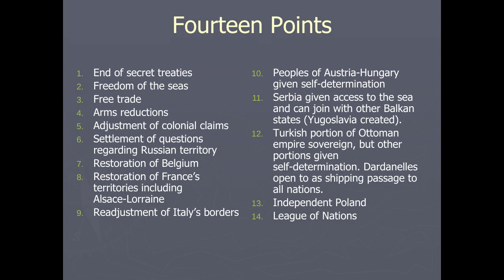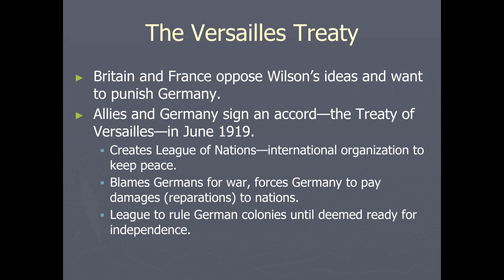And then point number 14 is going to be that League of Nations, which is the pre-United Nations, the precursor to the UN. Now, Britain and France oppose Wilson's idea and they want to punish Germany. Keep in mind, France is hell-bent on punishing Germany much more than Britain. Britain doesn't want to punish them too severely because they're afraid that there'll be resentment in the hearts of the Germans. The French want to destroy Germany. They want to break Germany up back into independent states like it was prior to the unification of Germany. So the French are really diehard on this thing.